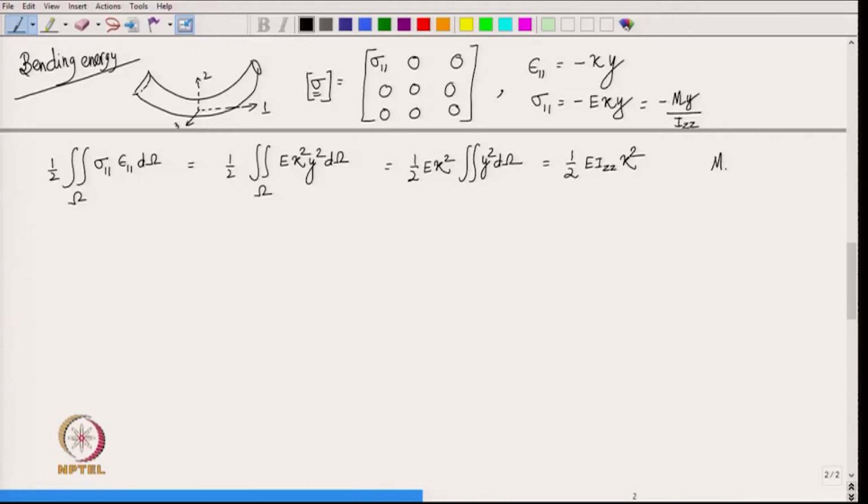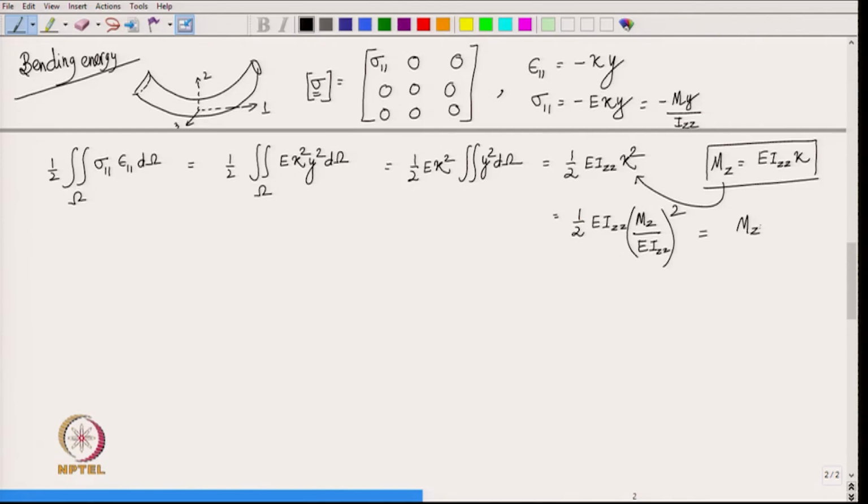So, what is the curvature and moment relationship? You can recall that M z was E I z z times the curvature. So, if you plug it here, we simply have half E I z z into M z over E I z z whole square, correct. So, this becomes M z whole square divided by 2 times E I z z, all right, and E I z z is actually what is called bending modulus.